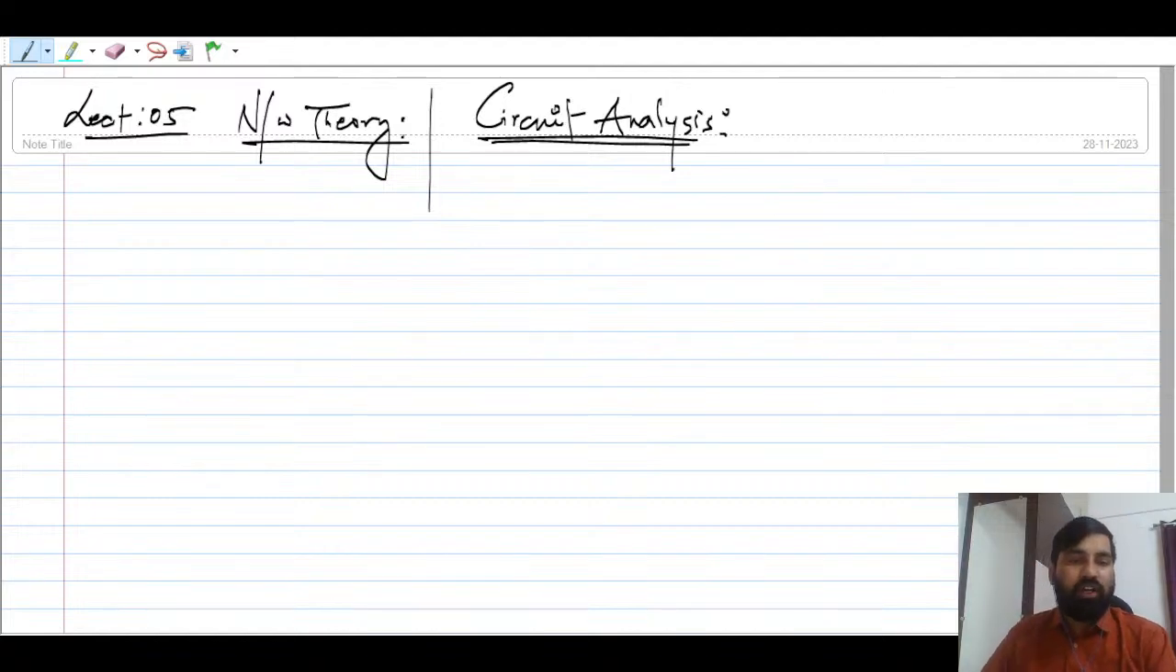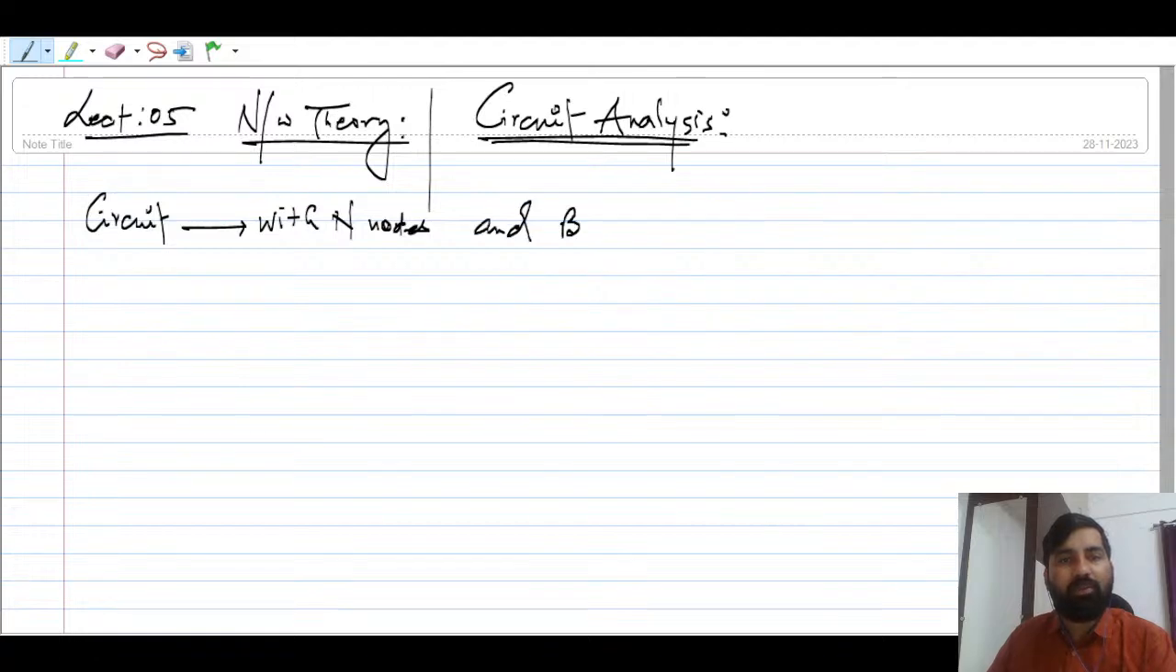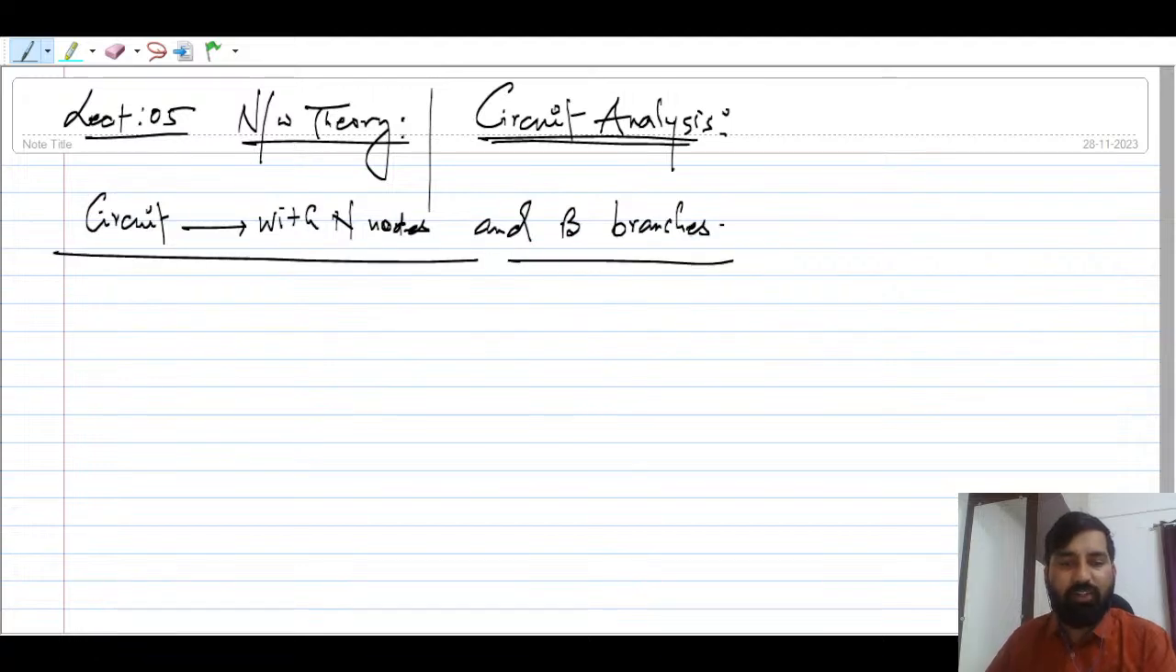So in circuit analysis, suppose any circuit you take, there might be a capital N number of nodes and a capital B number of branches. Okay, understood. So if you have a two terminal device, or a two terminal element, that is going to be a branch, right? Any two terminal element is going to be a branch. That you have to always keep in mind.